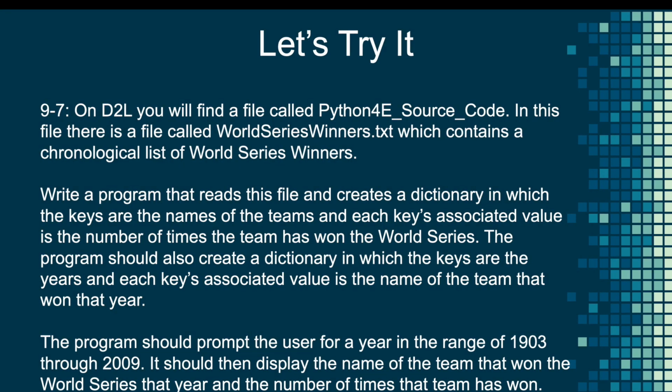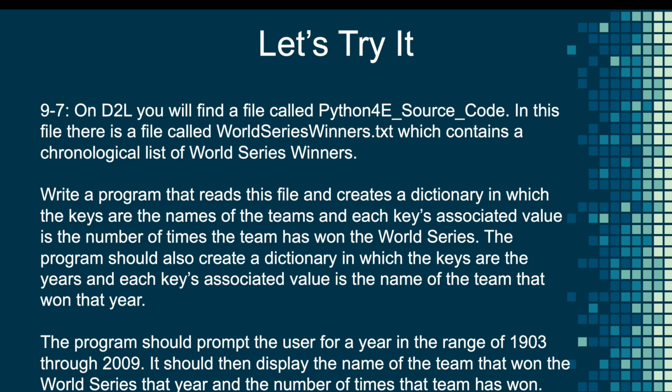All right, so let's try this one together. On D2L, we've used this file before. There's a file called worldserieswinners.txt, which contains a chronological list of World Series winners. We're going to write a program that reads this file and creates a dictionary in which the keys are the names of the teams, and each key's associated value is the number of times the team has won the World Series. So basically, we're saying, okay, look, the New York Giants have won 5 times. And we're going to have that value associated with the string New York Giants.